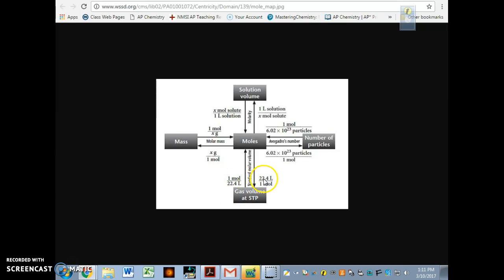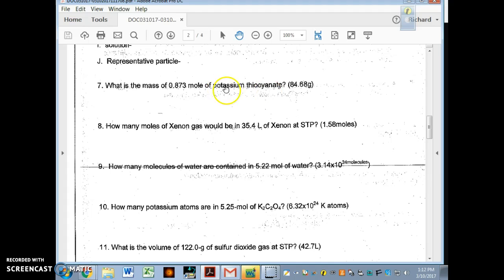Here you're either multiplying by 22.4, dividing by 22.4. Here you're multiplying by 6 times 10 to the 23rd. You're dividing by 6 times 10 to the 23rd. Here you're multiplying by the molarity, dividing by the molarity. So we want to go from here to here. So what we need to know is the molar mass of potassium thiocyanate. So we're going to get that from, we'll go back up here, potassium thiocyanate.